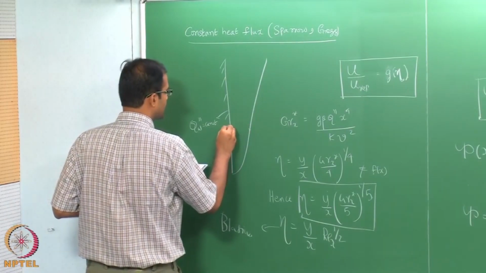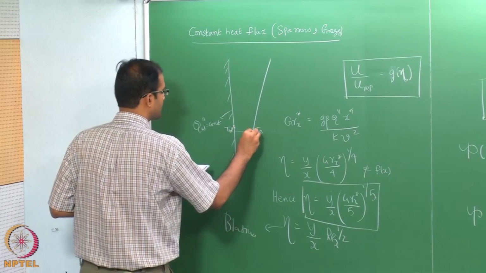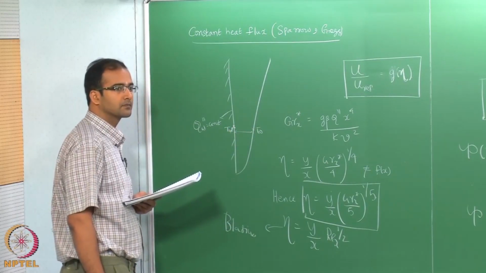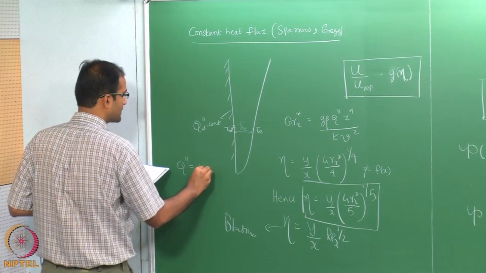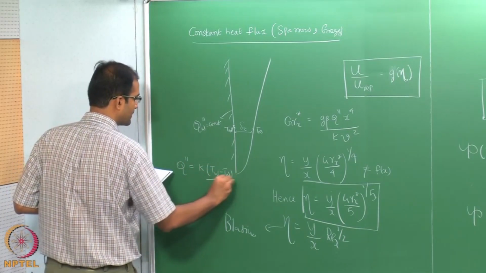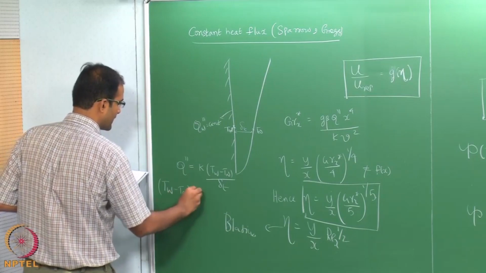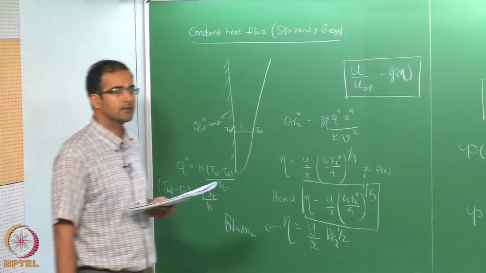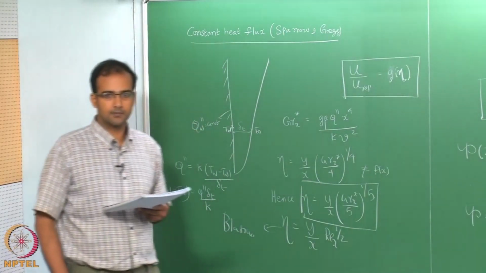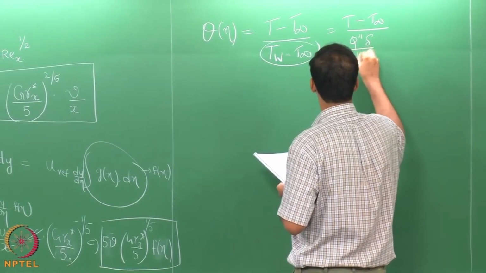Let us say that this is your T wall, this is your T infinity at the edge of the boundary layer. So, what is this distance? Delta T, this is your thermal boundary layer thickness. Therefore, if you apply the Fourier's law, this will be k times T wall minus T infinity by delta T. So, therefore, we can find a scaling for T wall minus T infinity as q double prime delta T by k. Is that okay? So, now the order of delta T is the same as delta, right. So, we can just substitute this as T minus T infinity by q double prime delta by k.